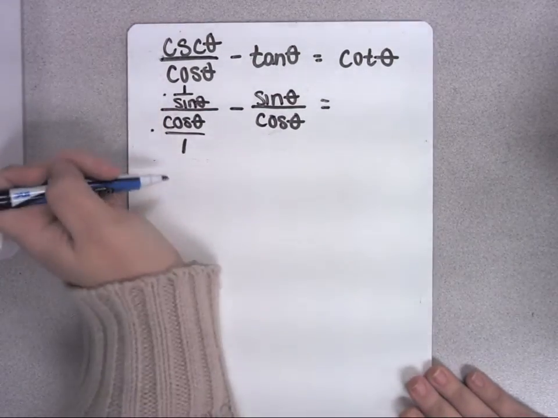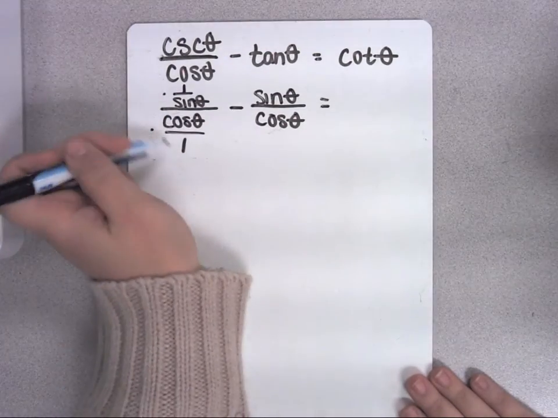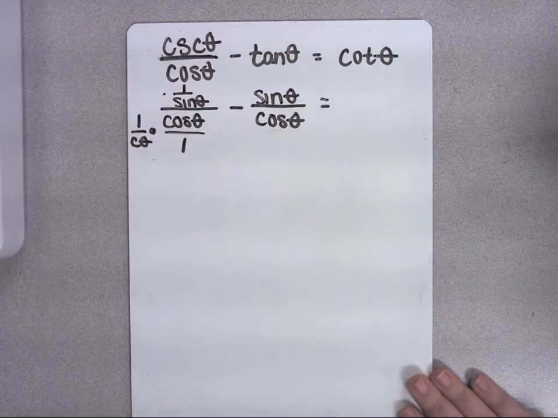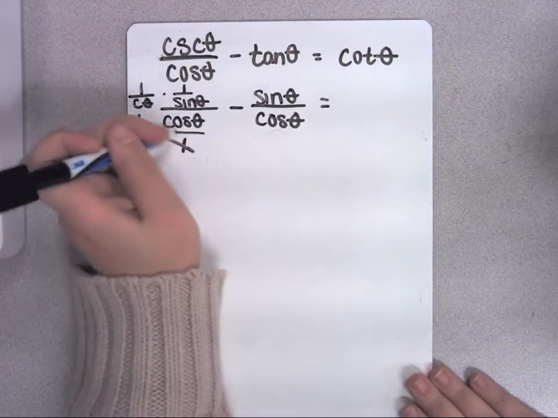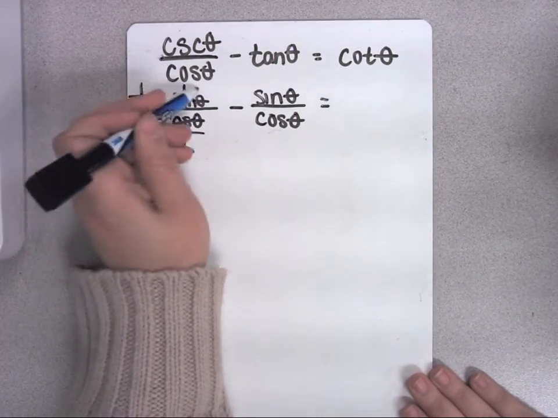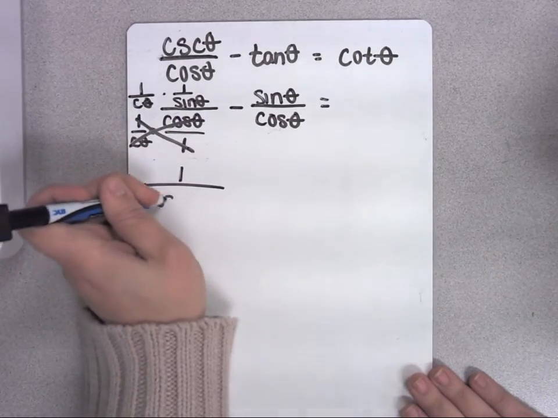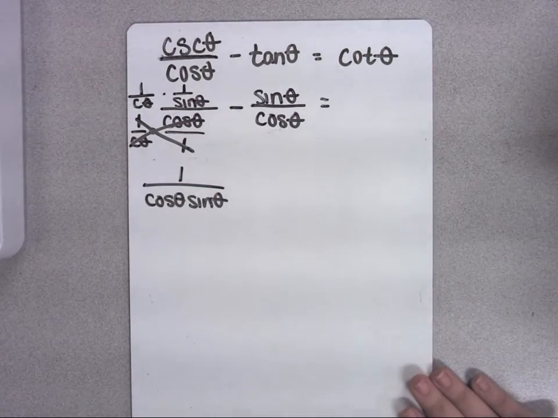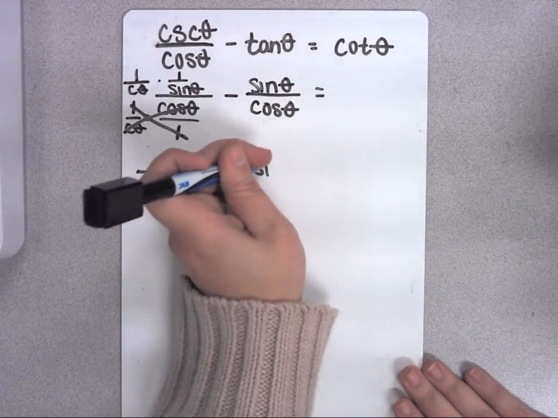Cosine is a whole thing. This is 1 over sine divided by cosine over 1. To get rid of a denominator, you multiply by its inverse. So 1 over cosine. Multiply that by the top and the bottom. So these cancel out. 1's on top. What's on the bottom? Cosine of theta times sine of theta. And then I leave this version alone.